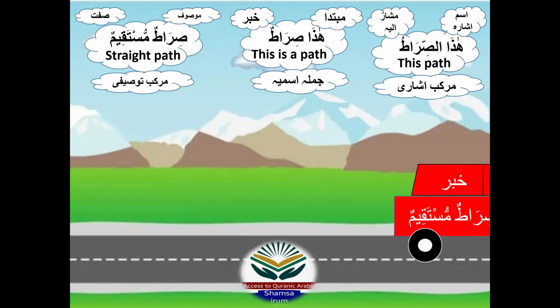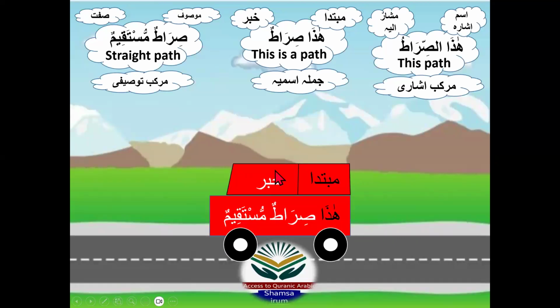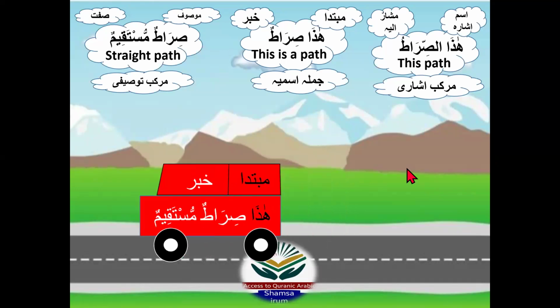There is my car coming now. I made this car for you. I arranged the different types of shapes, the squares and rectangles and the circles, and I made this car for you. In this car there are two cabins. One is mubtada and the other is khabar. Haza here is mubtada and siratun mustaqimun is a khabar here. I will explain this fully in this way.